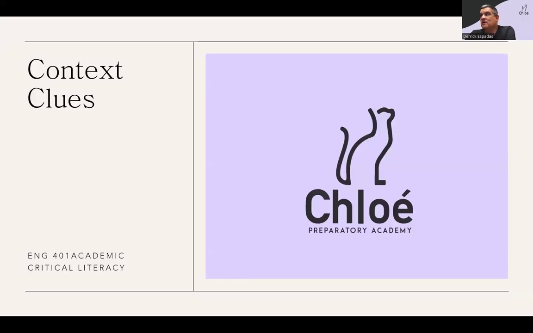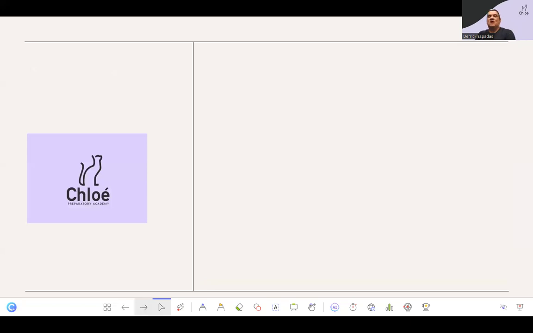All right, so welcome to our first lesson for the summer. We're going to talk about context clues. So this is essentially trying to figure out what a word means if we don't know what it means while we're reading.